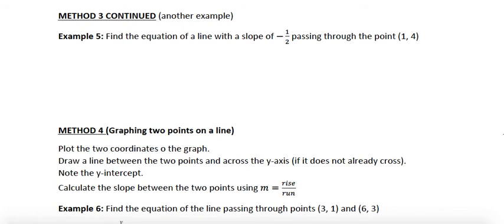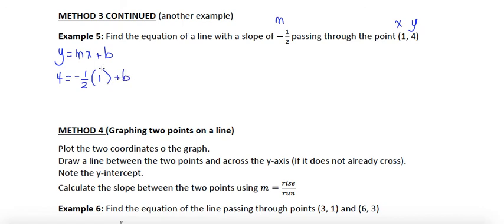But before we do method 4, let's do another example for method 3, example 5. So we have a slope of negative 1/2, so that's our m, and it passes through the point 1, 4, so the coordinate is x, y. So we're going to use our equation of the line, y equals mx plus b, and we're going to substitute in what we know. So 4 is your y, negative 1/2 is your m, 1 is your x, and then plus b.